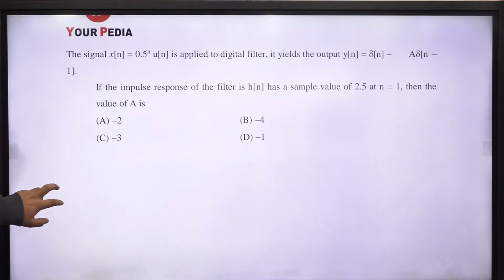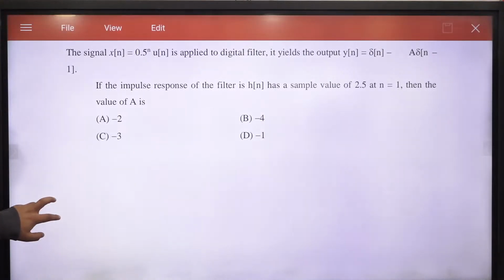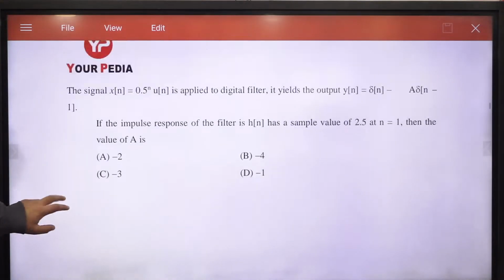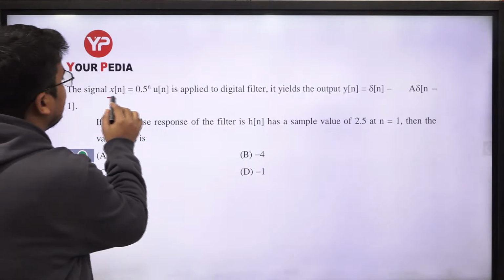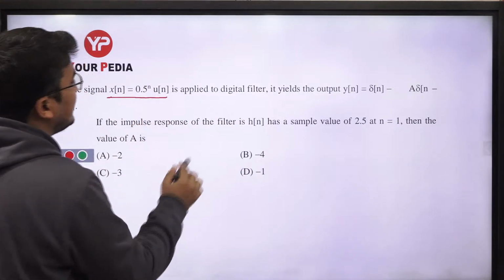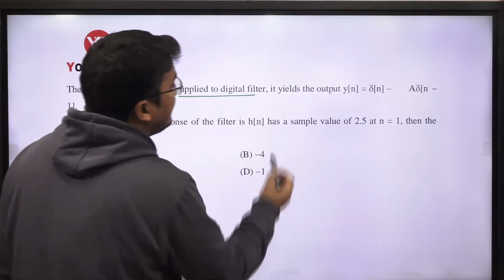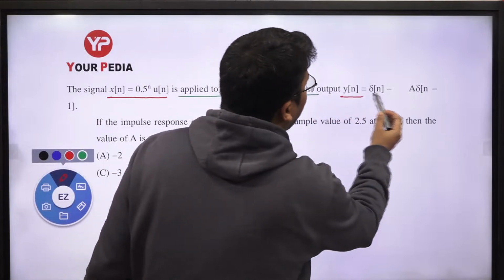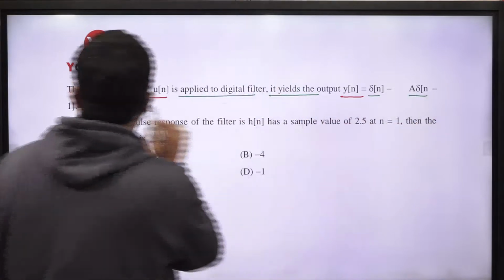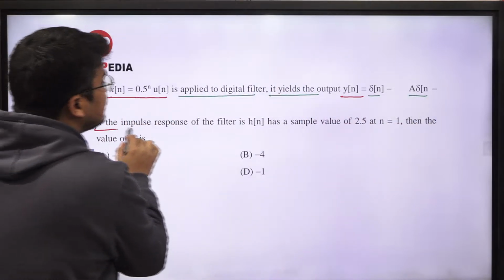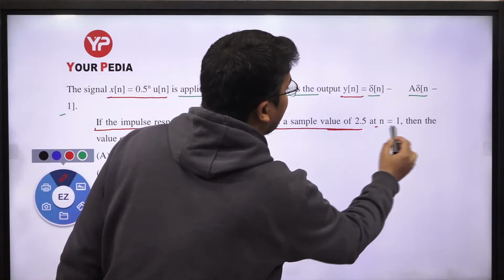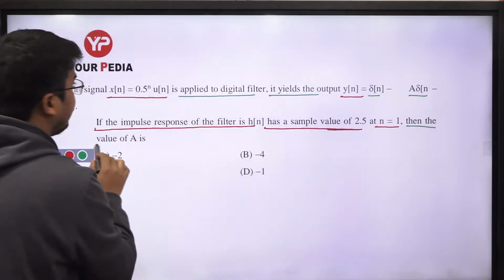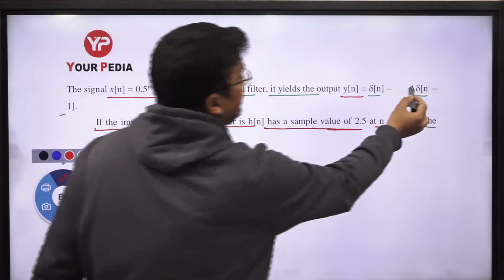Again, it's a signals and systems question. Do it fast. The question given is: the signal x[n] equal to 0.5 raised to power n u[n] is applied to a digital filter and it yields the output y[n] equal to delta[n] plus a delta[n minus 1]. If the impulse response of the filter h[n] has a sample value of 2.5 at n equal to 1, then what is the value of a? You need to calculate this value of a.